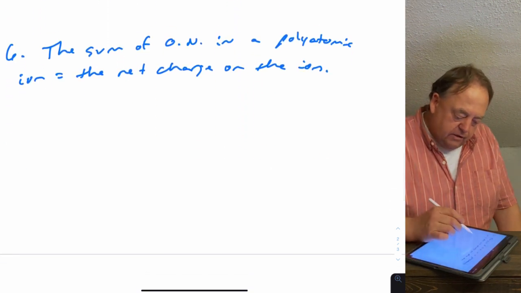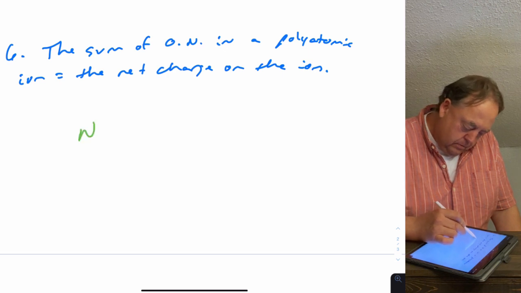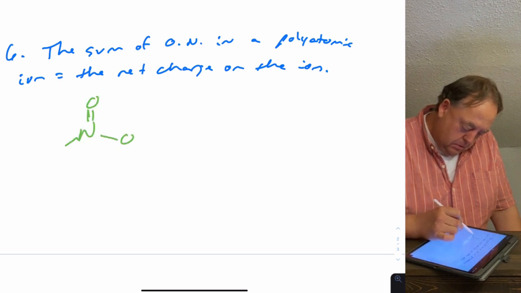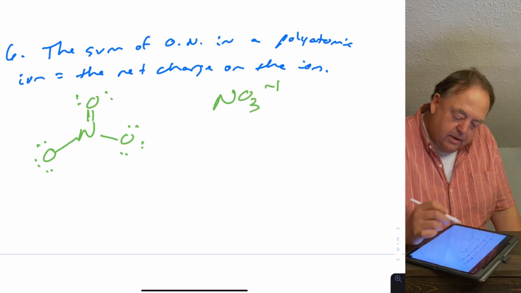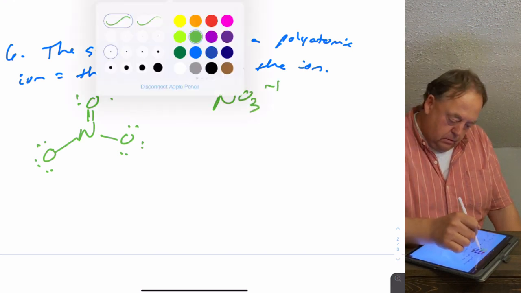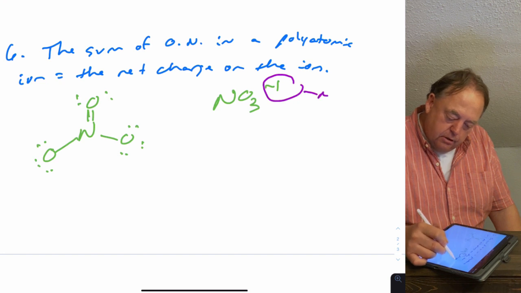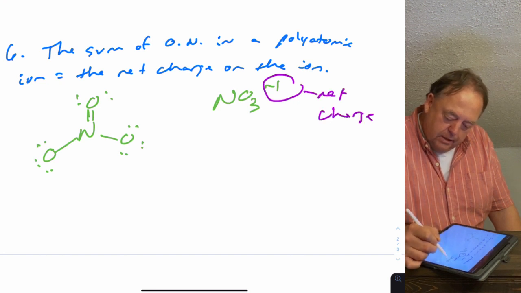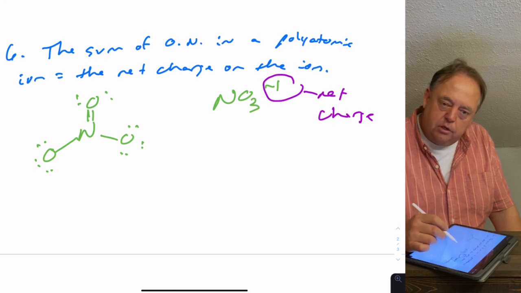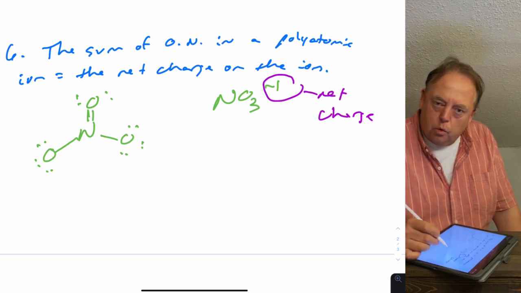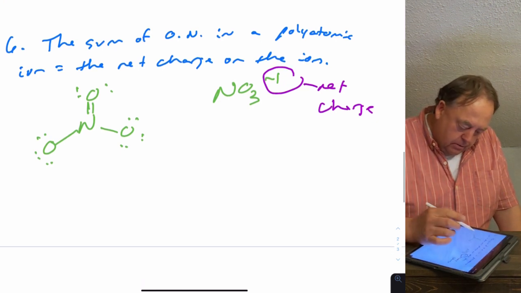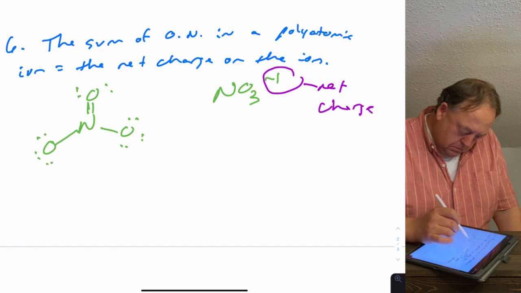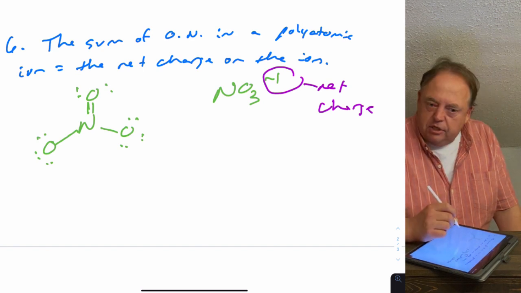And then the 6th rule, if it's a polyatomic ion, like NO3 -1, right, then that's the net charge, -1. So in this case, the sum of oxidation numbers on the nitrogen and the 3 oxygens has to total -1. Okay, so what are the oxidation numbers on everything?